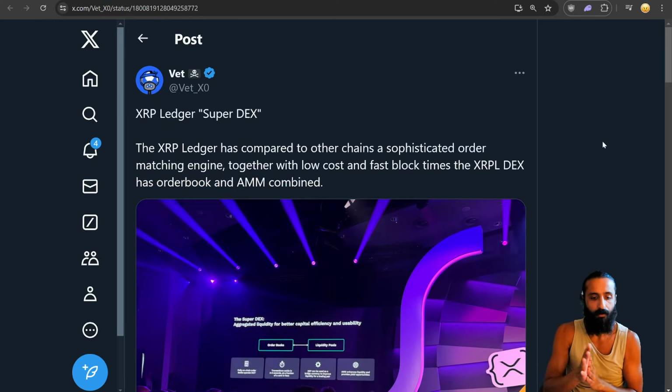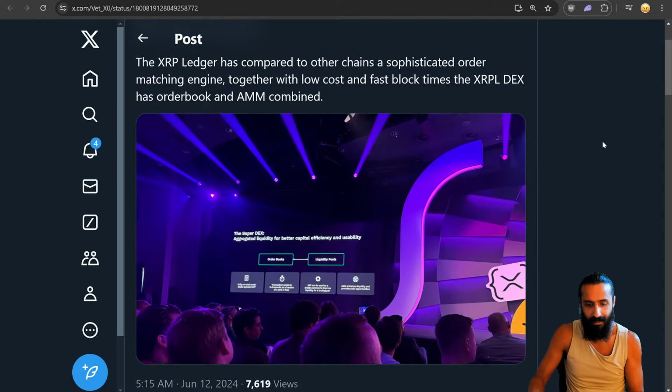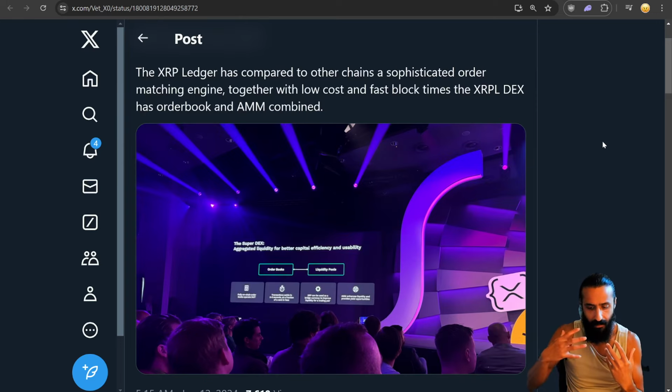XRP Cafe co-founder Vet says XRP Ledger Super DEX. The XRPL has, compared to other chains, a sophisticated order matching engine. Together with low cost and fast block times, the XRPL DEX has order book and AMM combined. Let's remember that even though it's going to need a lot of time for liquidity to grow, AMM is still pretty fresh. There was a time where other projects with their massive TVLs were in the same position. So time will benefit XRPL's AMMs and whatnot.